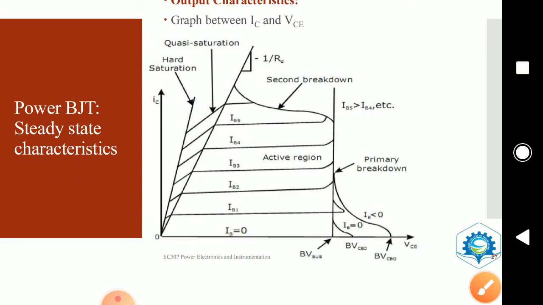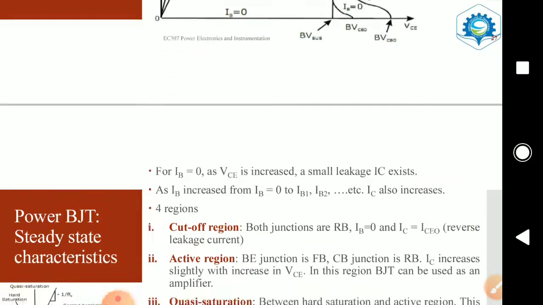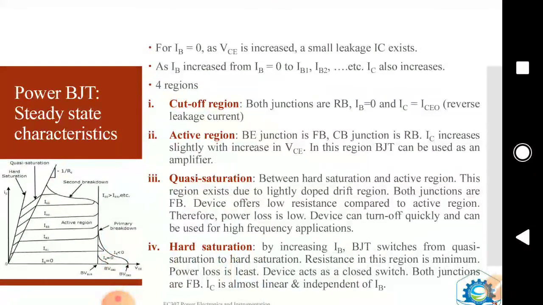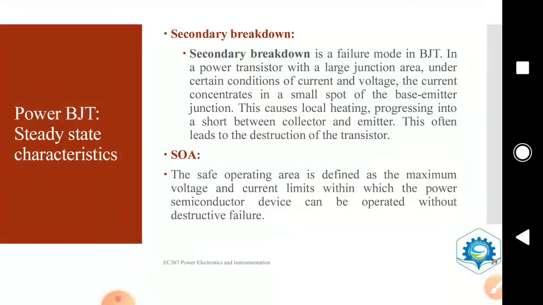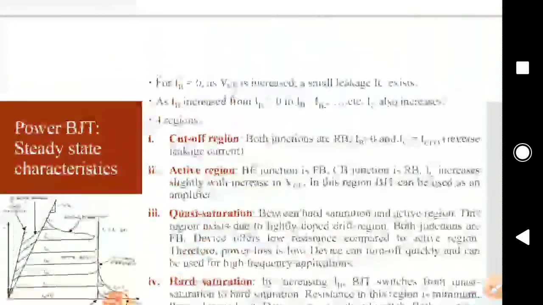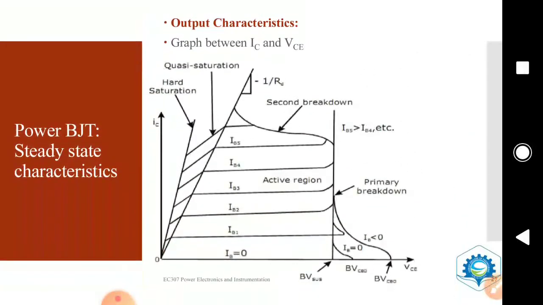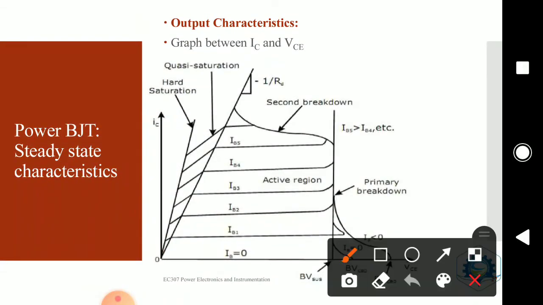Okay. Now, there are a few terms that we need to study. All of these points have already been discussed. There are a few points to study like secondary breakdown. The area of the region of secondary breakdown has been shown in the graph over here. You can just see that this line is representing the secondary breakdown. What is the secondary breakdown? It is actually a failure of the BJT.